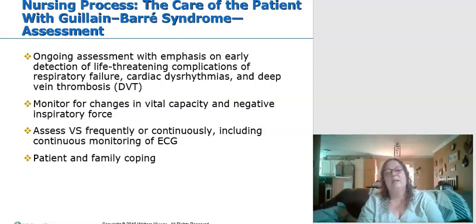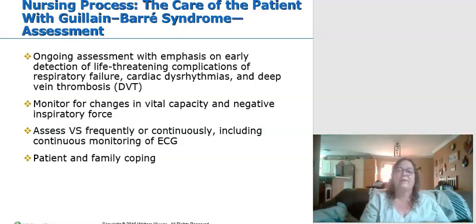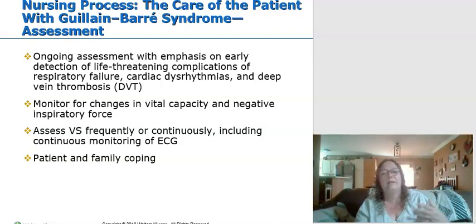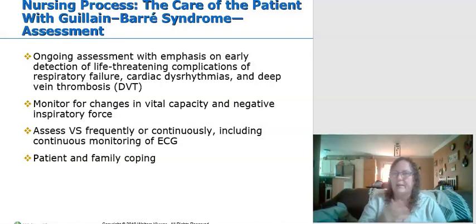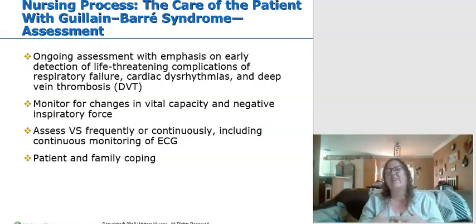So assessment of Guillain-Barré, so ongoing assessment with an emphasis on early detection of life-threatening complications, the respiratory failure, dysrhythmias, DVT, right? So we want to prevent these. I know it sounds a little redundant, but we kind of treat most of these the same with slight variations, right? Monitor for changes in vital capacity and negative inspiratory force. So this is our respiratory assessments. They may be on continuous pulse ox as their respiratory system becomes involved.